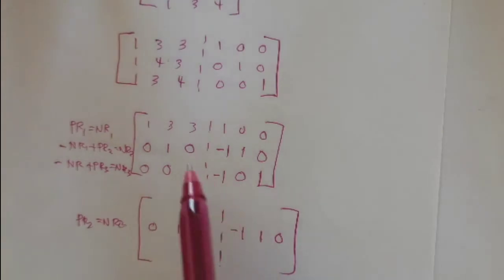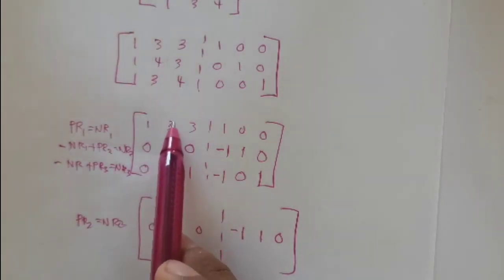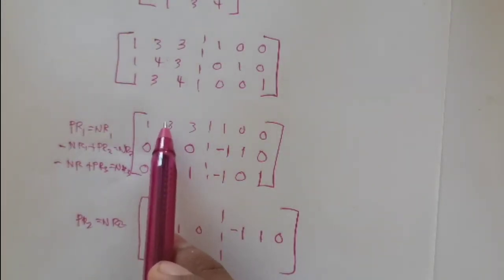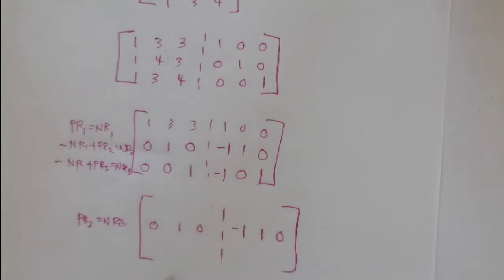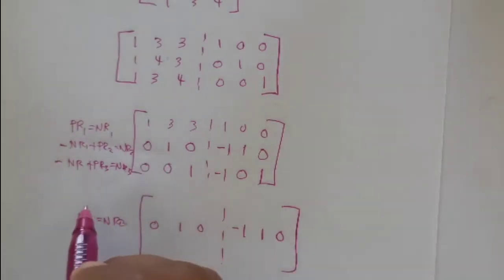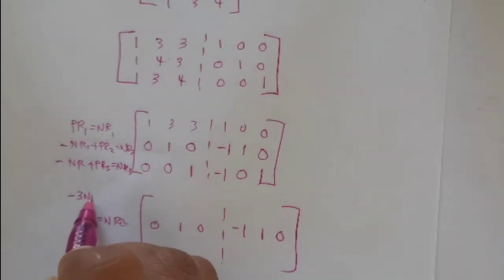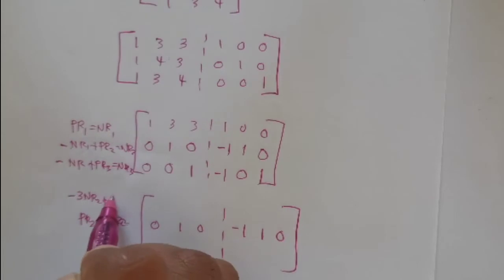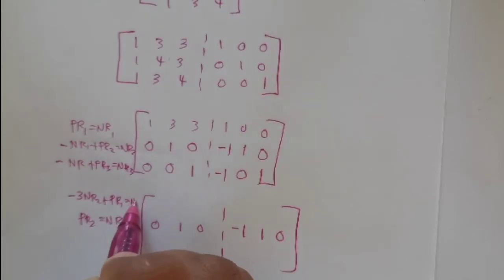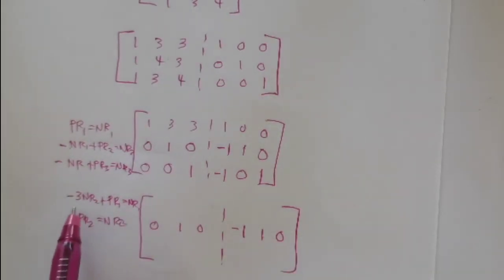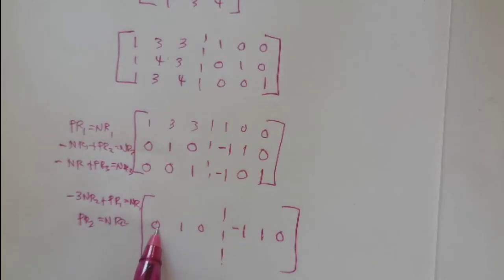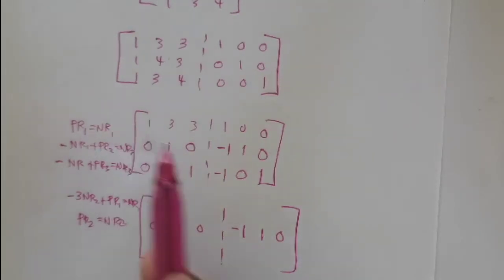And as you can see, there is a 3 in row 1. We are going to turn this 3 into 0, and we need to multiply the new row 2 by negative 3, then add the previous row 1 to get the new row 1. So we have negative 3 times 0, that is 0, plus 1, that is 1.